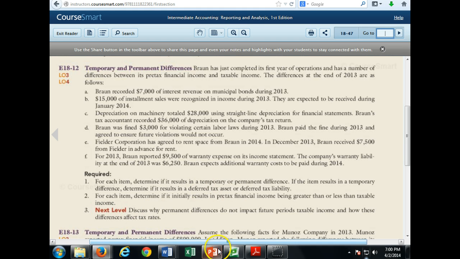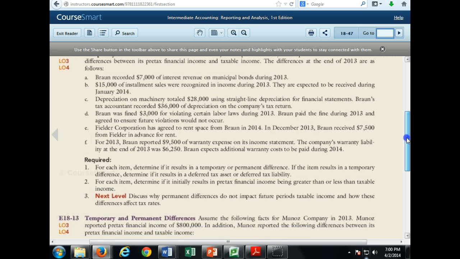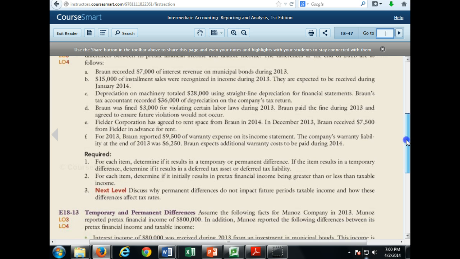Discuss why permanent differences do not impact future tax periods and how these differences affect tax rates. So we know ultimately that permanent differences result in expenses or revenues that are never going to hit the taxable income or never going to hit the financial income. Permanent differences never reverse and do not require interperiod income tax allocation. Okay? They're ultimately going to affect the effective tax rate because our tax rates are determined by what's taxable income. Isn't that correct?